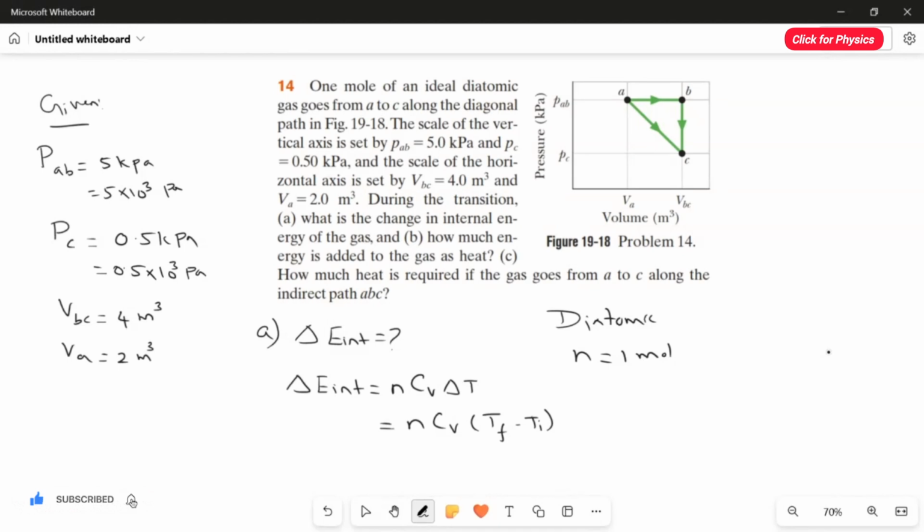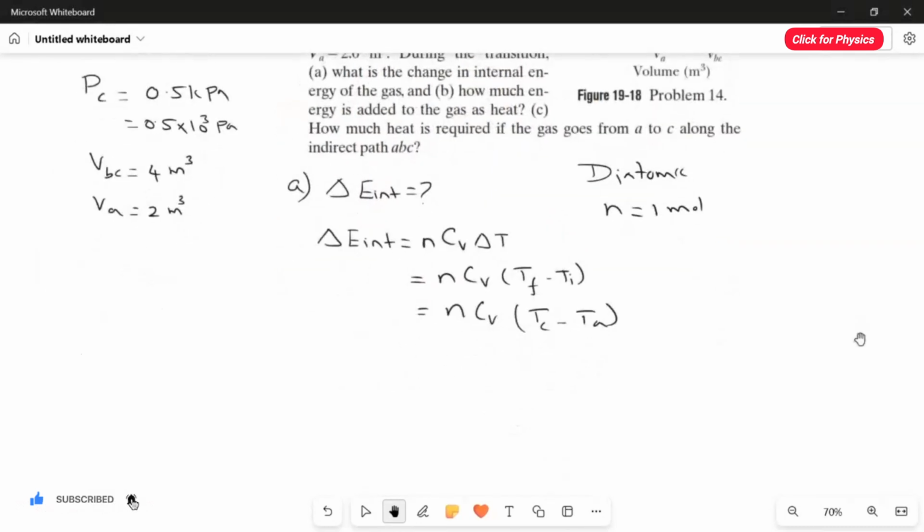Clear? So if you write the equation in terms of points A and C, we can write this term as n C_V (T_C minus T_A). So once we find T_C and T_A, we will get the answer for the internal energy change. But the information about the temperature at points C and A is not given. So I'm going to apply the ideal gas equation for points A and C. As we know, the ideal gas equation is PV equal to nRT. I'm going to use this equation for points A and C.